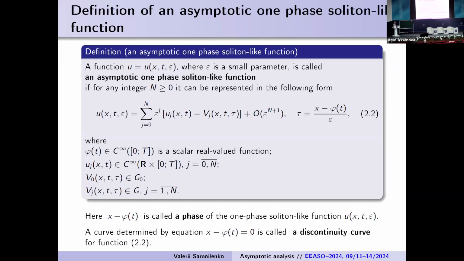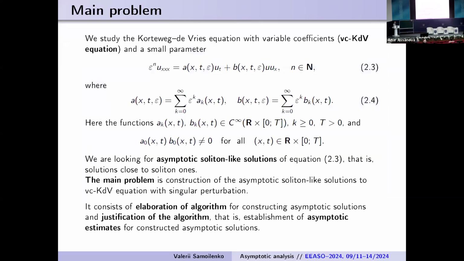In general, when we consider properties of soliton-like solutions, you can see that when the small parameter tends to zero, the limiting function will be equal to zero at plus or minus infinity. Only in one case, when the difference x minus phi is equal to zero, the solution will have some maybe not zero limits. In this case, we have some curves on the phase plane, and this curve is called the discontinuity curve.